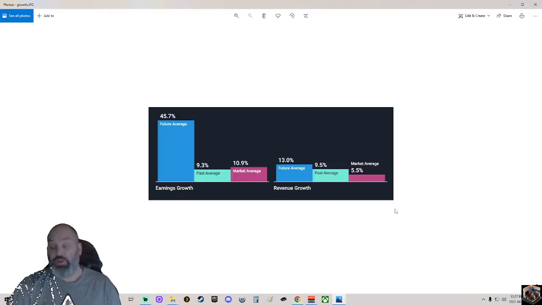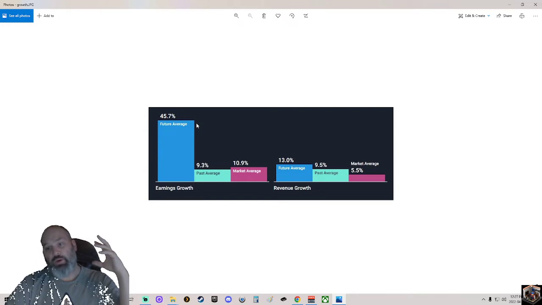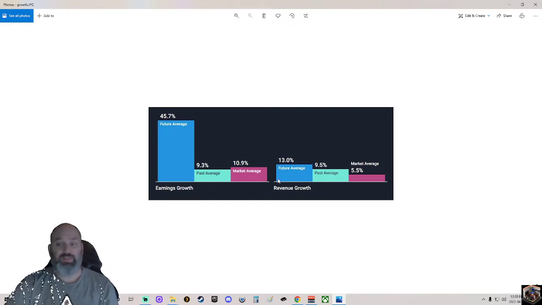With that in mind, here is the current growth that I'm looking at when it comes to all my stocks, in terms of revenue and overall earnings for the companies. Right now I'm averaging 45.7% earnings growth for all the different companies. One of the reasons this is so high is because of COVID. Over the last 2 years, a lot of these companies' growth has dropped massively. So that's not surprising. What I'm more looking at is these two numbers right here. The overall past average was 9.3%, and the market average for all these companies was about 10.9% of the Canadian market, basically.